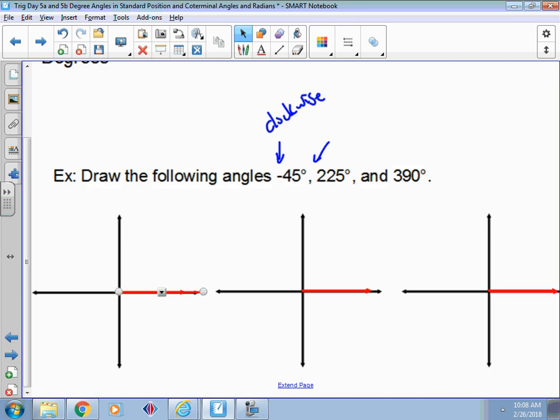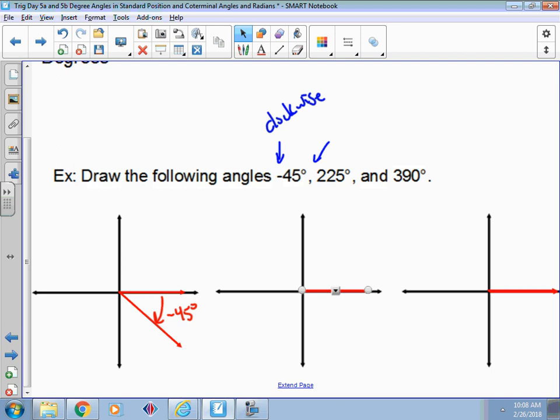So for a negative 45-degree angle, I know from here all the way down to there would be a negative 90-degree angle. I just want to go negative 45 degrees. Now, how do I know which way I opened it up? That's why you have to have an arrow indicating which direction you opened it. So I opened it going that way, giving me a negative 45-degree angle.